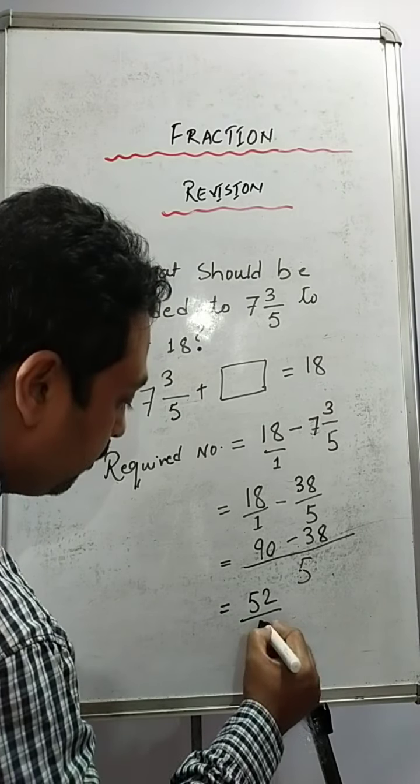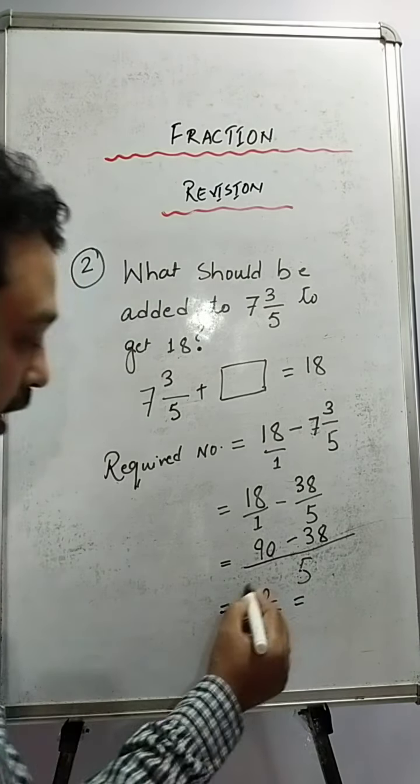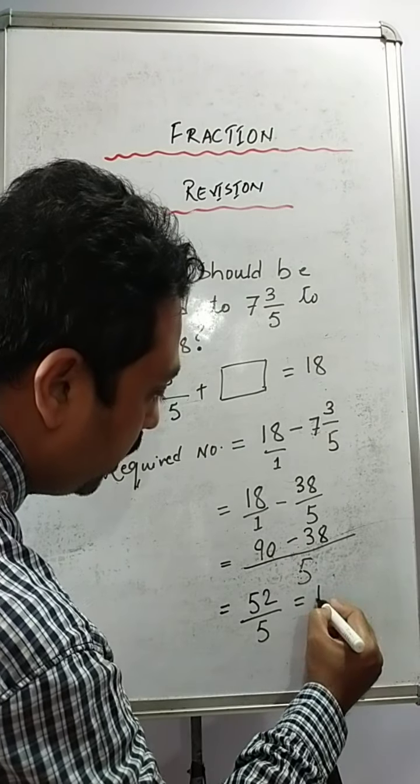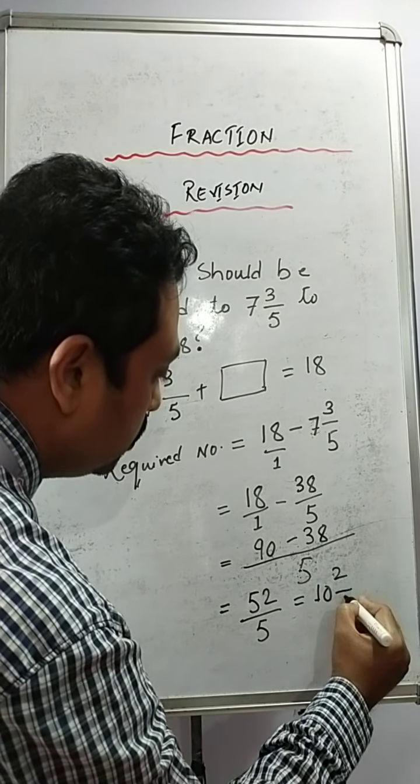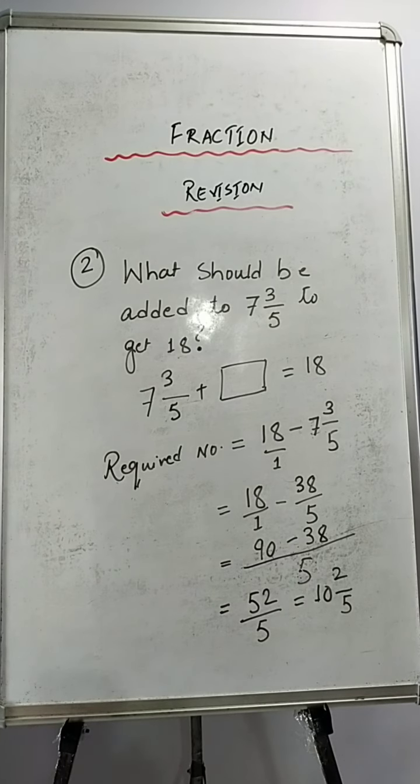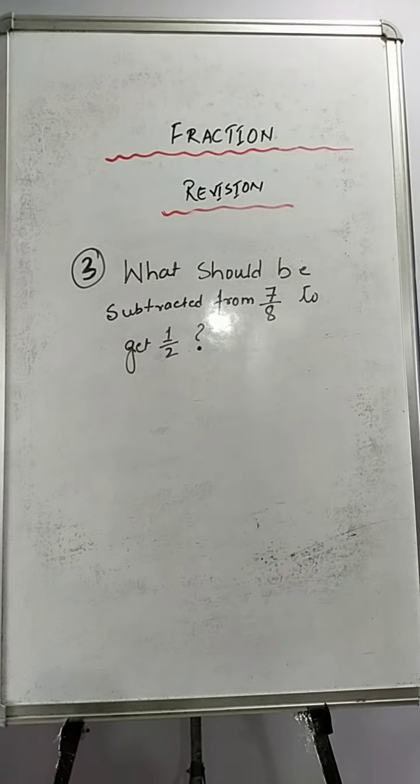52 by 5. And if you have to give your answer in the mixed fraction form, the required answer would be 10 2 by 5. So this is the required answer of question number 2. I hope you have understood these sums. These sums are very, very important, students. Now let's move on to sum number 3.